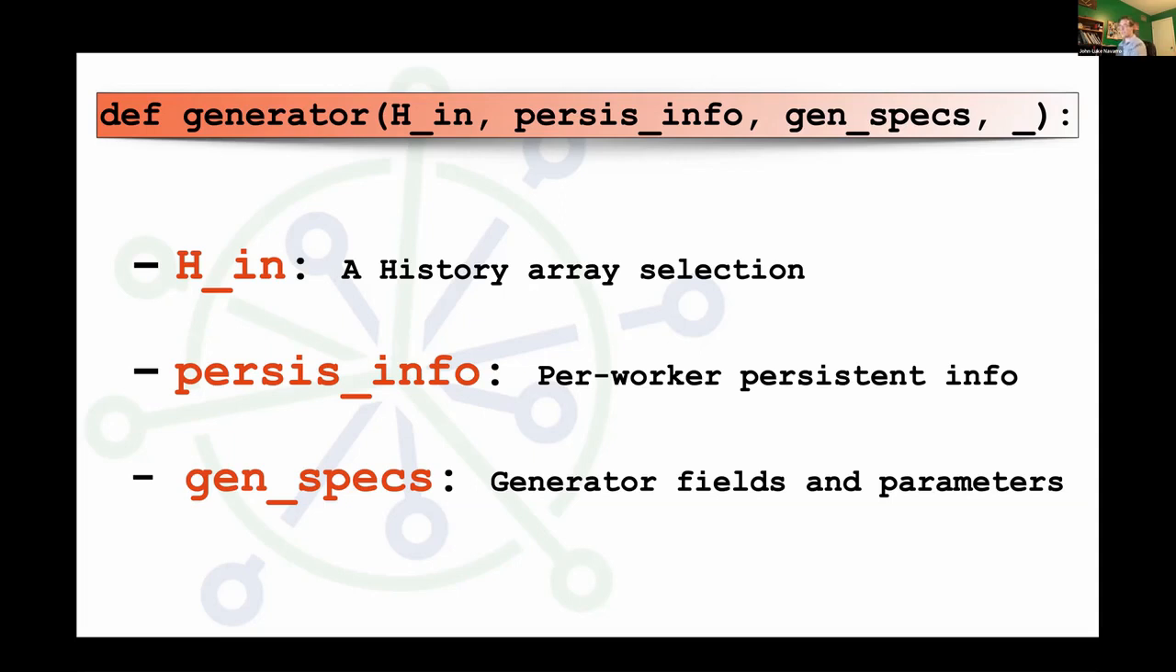The second parameter, persis_info, is a dictionary that is both passed to and returned by the generator in order to help maintain state between generator function calls if a user needs it. Finally, gen_specs contains fields and settings specified by the user in the initialization script to customize the generator function. We encourage this approach so function hyperparameters aren't coded directly into a function.